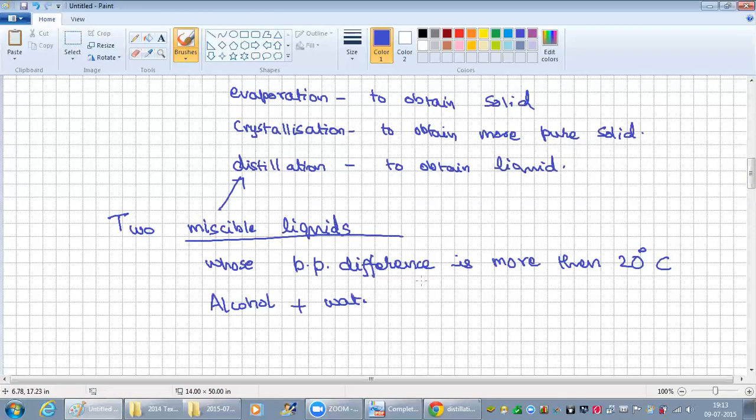Both of these liquids get mixed up with each other. Alcohol is having boiling point 78 degrees Celsius. Water is having boiling point 100 degrees Celsius. You can see the difference in boiling point is more than 20. Therefore, this method of distillation can be used even for those two liquids which are miscible, that is, which mix up with each other. I just want you to copy down what I have written just now.